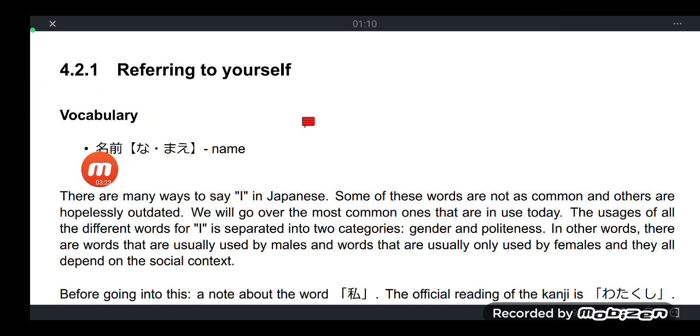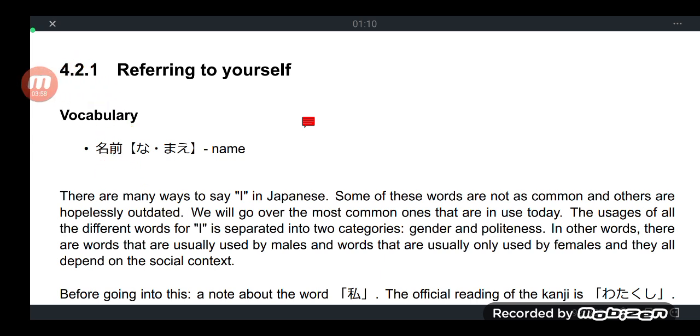So the first vocabulary is namae. Namae is name. But if you want a beautification word for namae, it's onamae. They say this is very common in Japanese. If you want to know a person's name, you would say onamae wa nan desu ka? But there are also other related words for name other than namae or onamae.